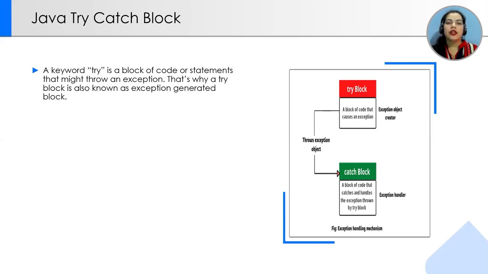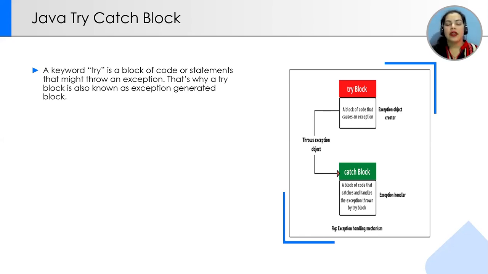Exception generated block doesn't mean that it will create the exception. No, if an exception is there in any statement, you have to put that statement within the try block so that the exception related to that block can be found and handled. So this is the concept of the try block. Try is a different keyword and catch is a different keyword. Try is used for generating an exception, but that doesn't mean it will create the exception. It will identify the exception.